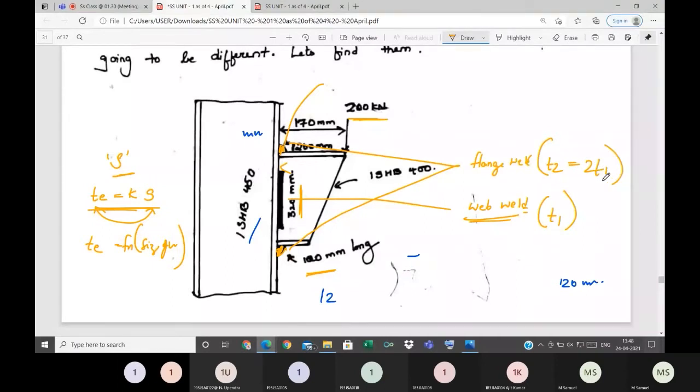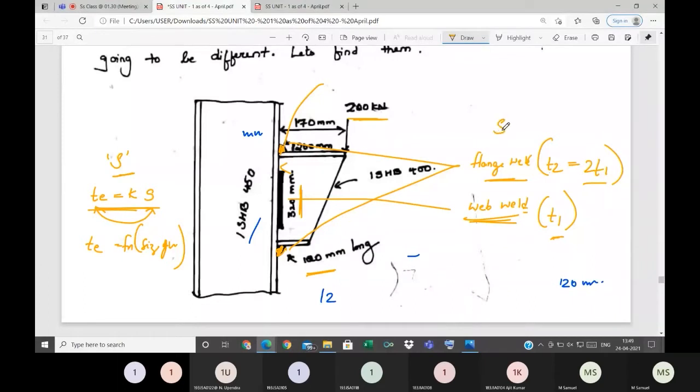Okay, nothing happens. So the throat thickness of the web weld is T1, I think. The flange weld thickness is the same, two times that T1. Why not? We can use different throat thicknesses, different sizes of welds, to the flange and web. There is no constraint to that. So I have taken two different throat thicknesses.